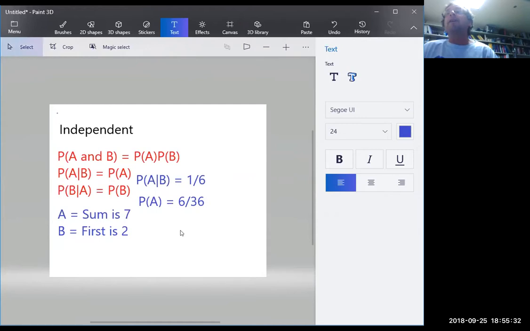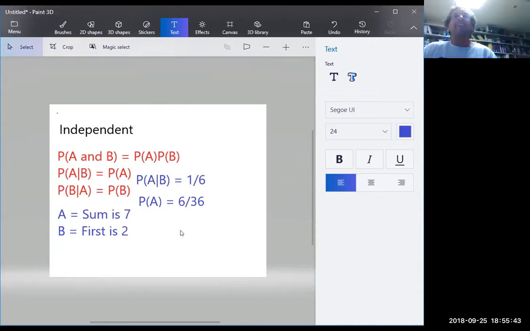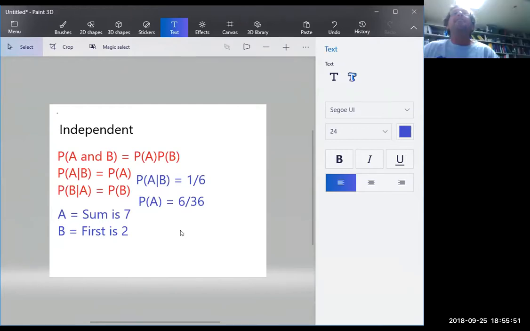So, are they independent? No. Or, wait. One affects, give me one more guess. Yeah, one affects the other. Yeah, reduce the fraction, right? 6 over 36 really does reduce to 1/6. So these are independent.